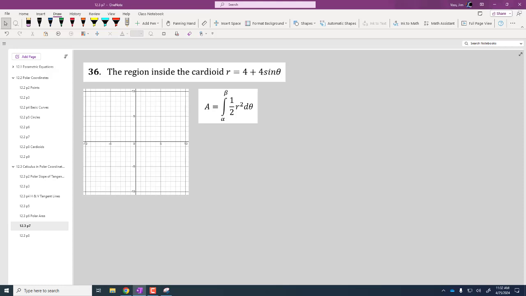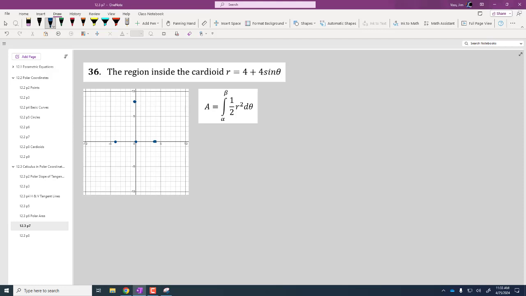Okay, let's look at a cardioid. So, a quick graph of the cardioid. In our minds, we think start at 0. Sine of 0 is 0. 0 plus 4 is 4. We're 4 from the origin. Pi over 2, sine of pi over 2 is 1, so 8. Pi. 3 pi over 2, 0. And we know it has to be 0. It's got to be right in the middle.